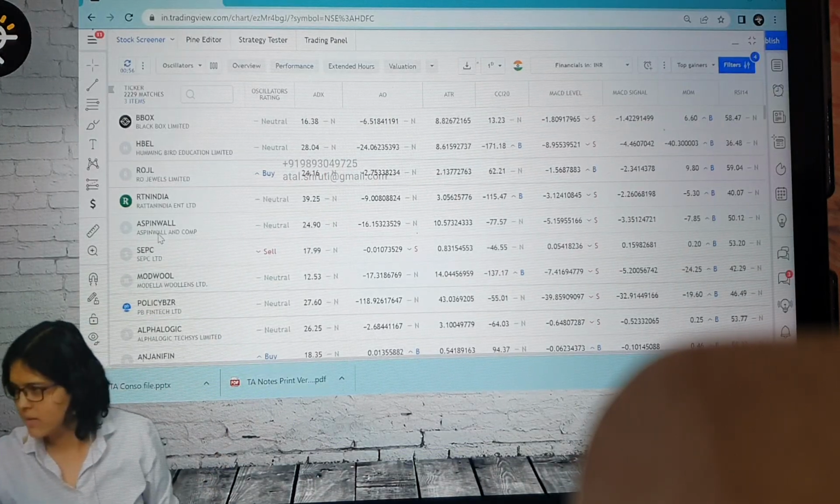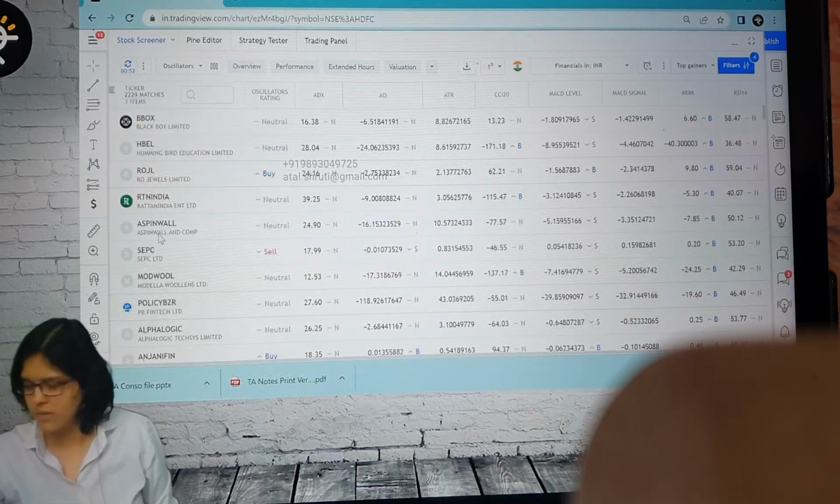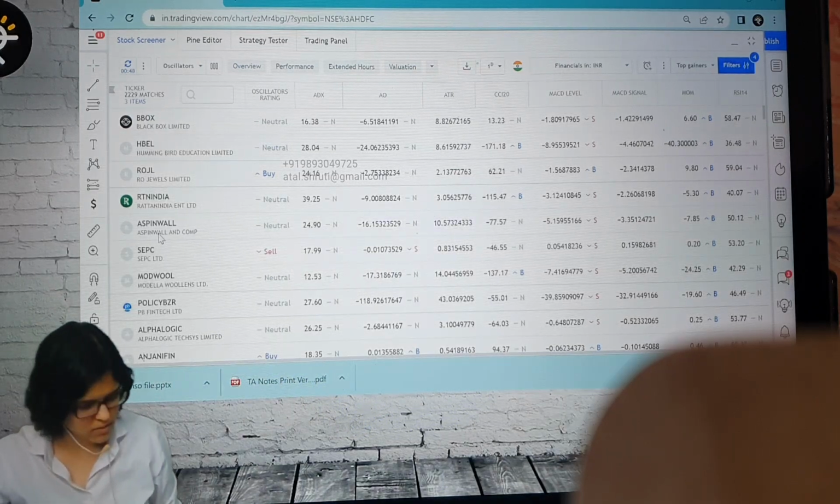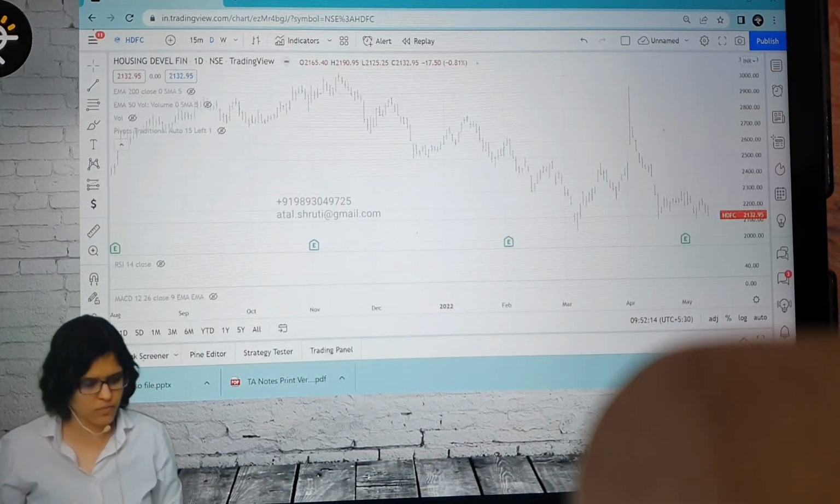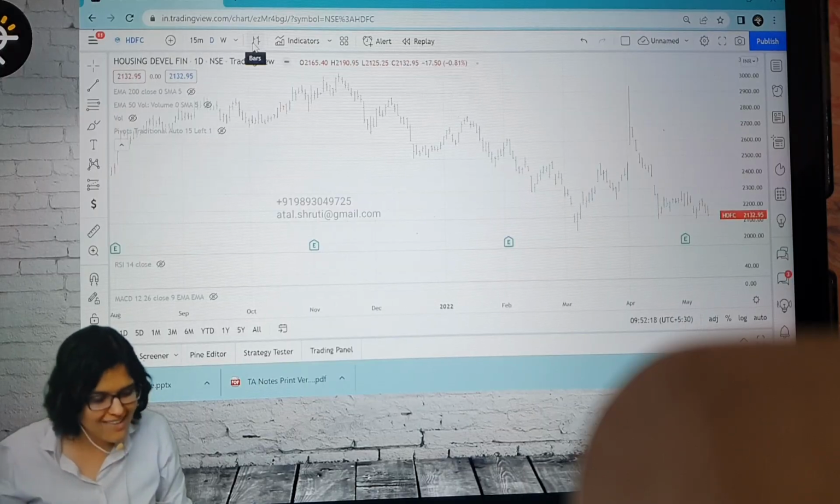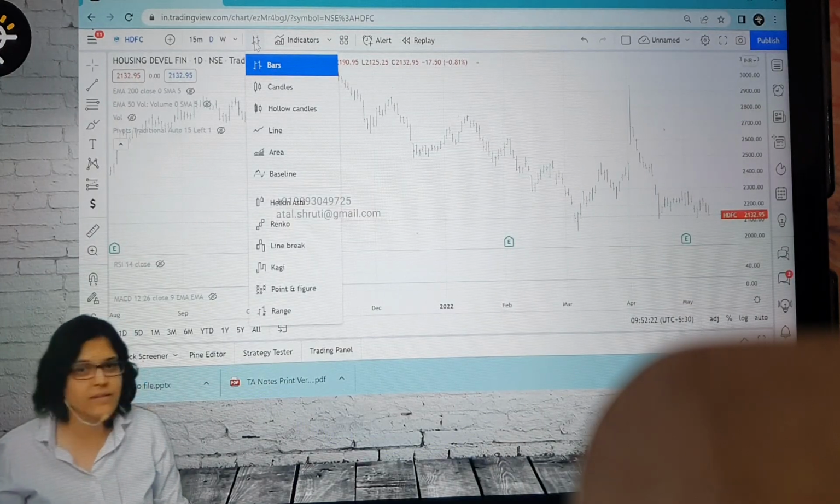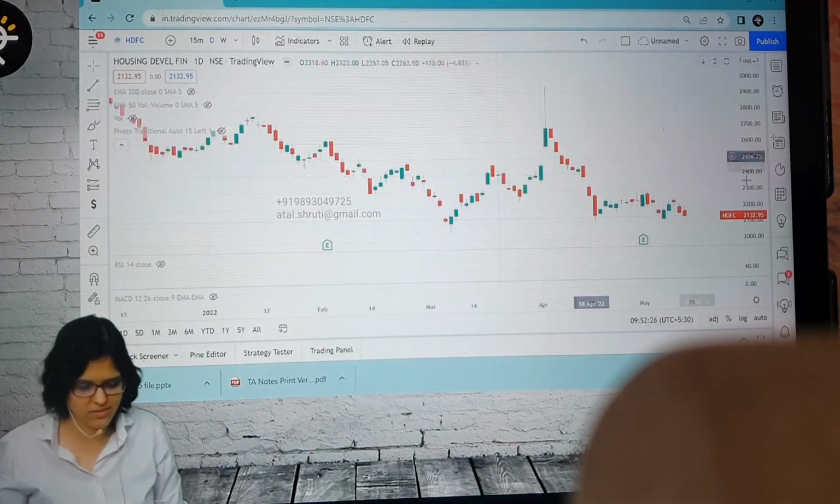Now if you have understood the theory, how do I see it practically? These are the bar charts no one uses. Again I click here, and what do I now select? Candles. Okay, see, so nice.